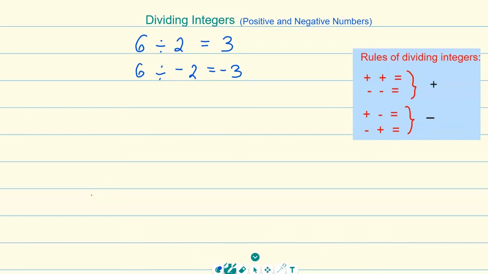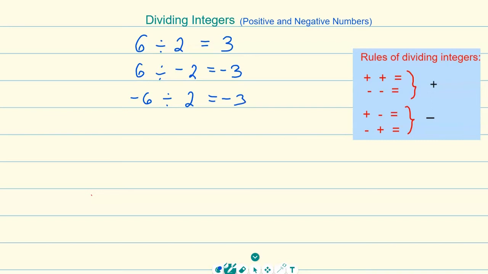So now what about if I have negative 6 divided by positive 2? Okay, so you have a negative and positive. Negative divided by positive, so they are different signs. That means your answer will have a negative sign too. So 6 divided by 2 is 3, and you have negative.